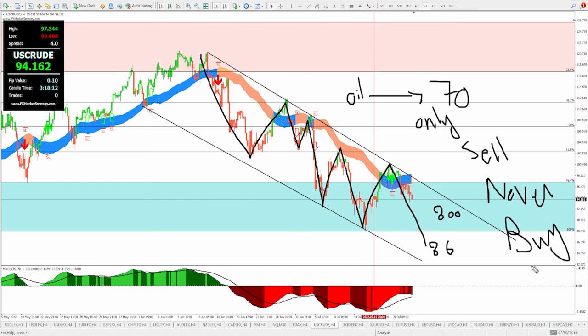Okay, I think this is very clear. Every high you want to sell. So this is easy money. You sell here, you put your stop loss above here, and you add more trades.